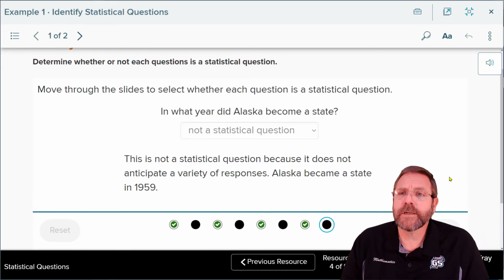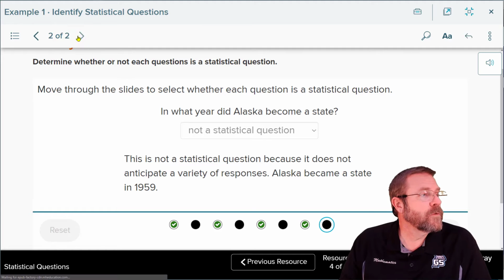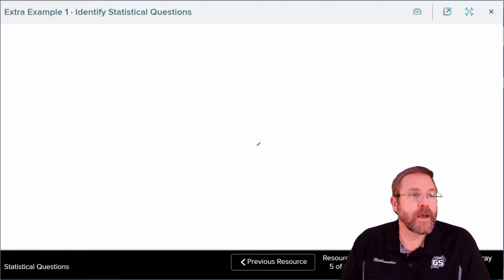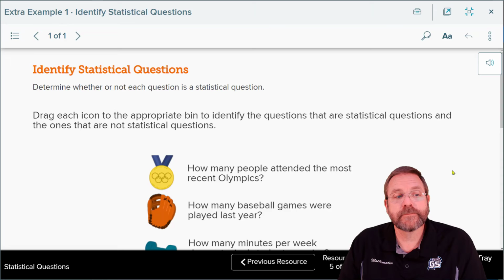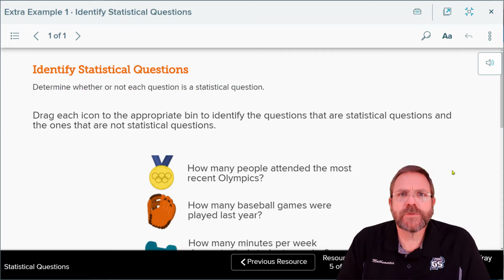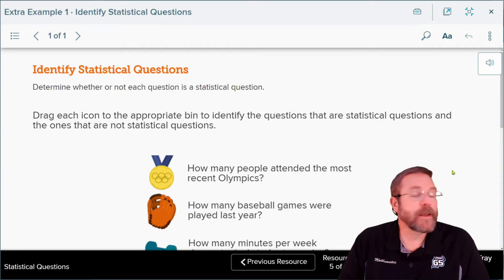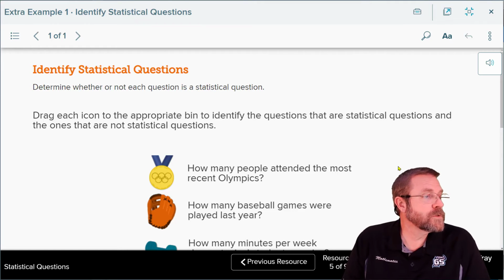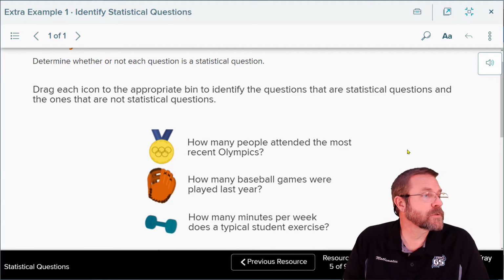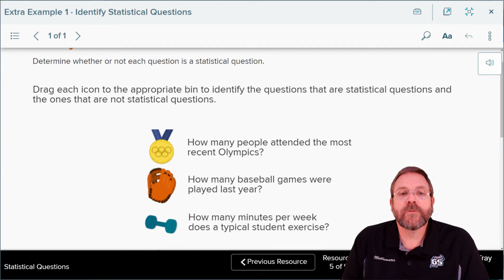Just ask your question, does it have one answer or does it have a variety of answers? That will be the determining factor on whether or not it is a statistical question. And that takes us to extra example 1, where you get to answer the questions about whether or not they're statistical. It says to drag and drop each icon in the appropriate bin to identify if they are going to be statistical questions or not statistical questions. You guys go ahead and pause the video and work on this now.